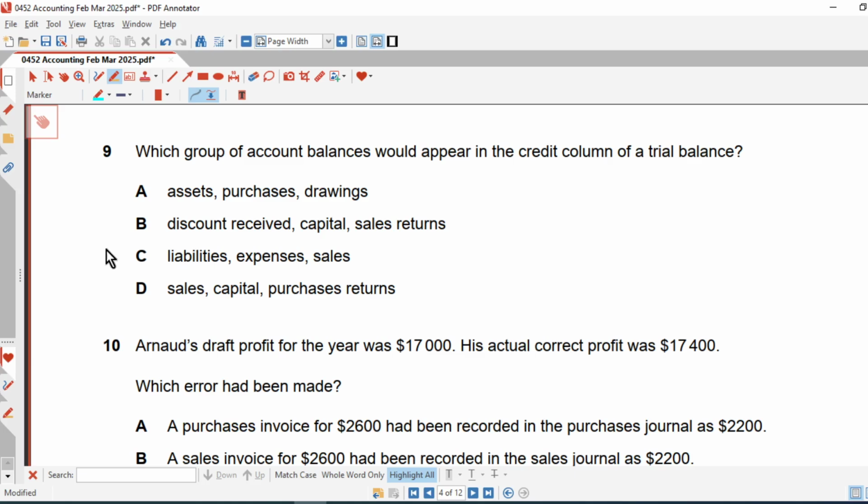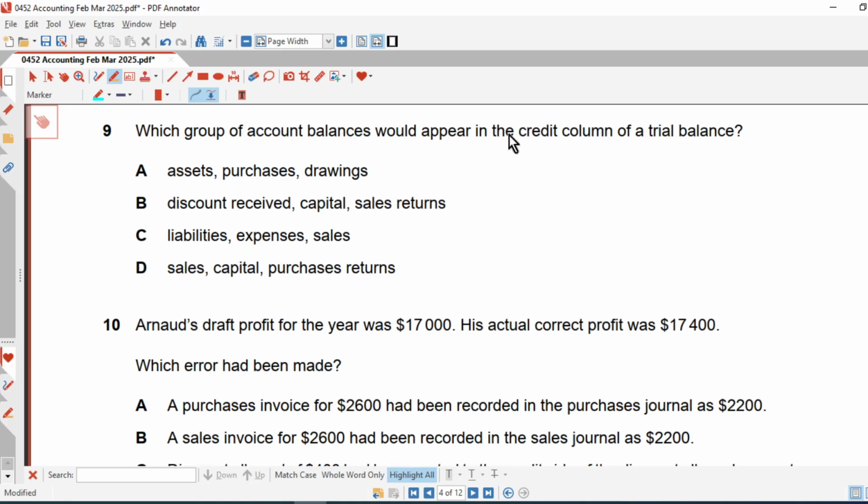Question 9. Which group of account balances would appear in the credit column of a trial balance? So credit column, asset equals to capital plus liabilities. Asset is on the left, that's on the debit. So capital and liabilities, that will be on the credit. So assets is wrong, purchase is wrong, drawings wrong, A is definitely out. Discount received, that is a form of income. Income is on the credit side as well, that is correct.